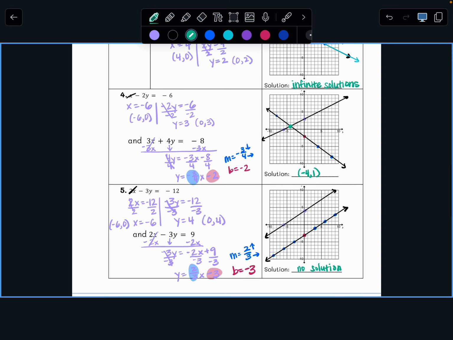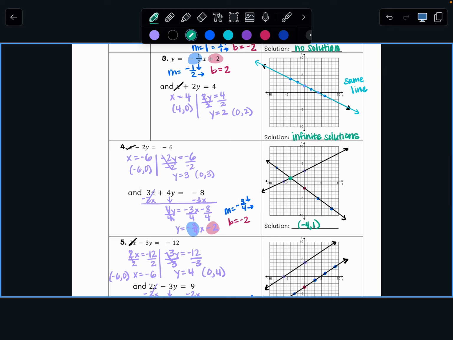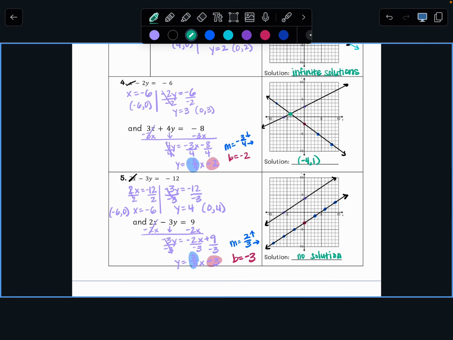Today you have a paper practice assignment, so you will be indicating no solution, infinite solutions, or if there is a solution, you will tell me what that intersection point is.